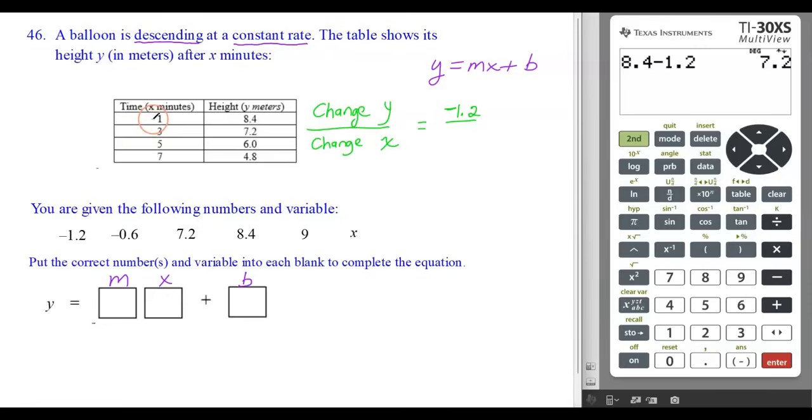Well, let's see. It looks like I went from 1 to 3, and then from 3 to 5, and then from 5 to 7. So it looks like x is changing by 2 minutes. It's going up by 2 minutes. Hopefully you can just clearly see that. That's easier numbers to see. If we started at 1 and we bump it up by 2, I get 3. If I have 3 and I bump it up by 2, I get 5. So the change in x is 2. And it's positive because the minutes are going up.